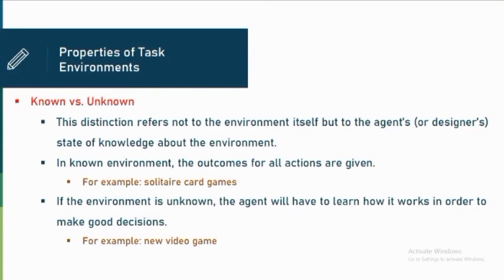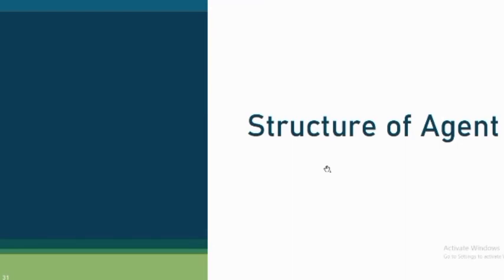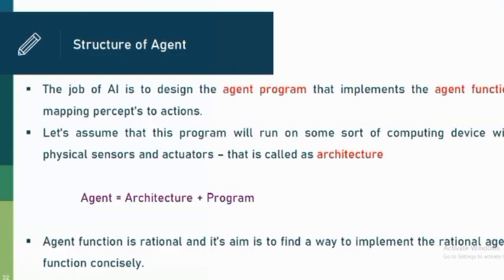For example, the structure of an agent. Let's look at the structure of an agent. What is the structure of an agent? Before that, what do you mean by the structure of an agent? The job of AI is to design the agent program that implements the agent function, mapping percepts to action. In the last lecture, if you remember, I explained two terms: agent program and agent function.